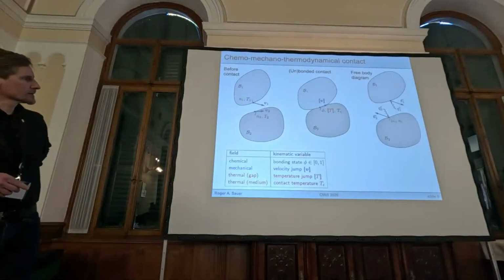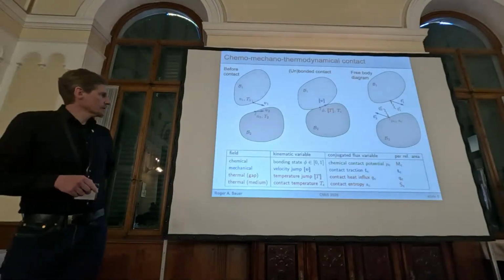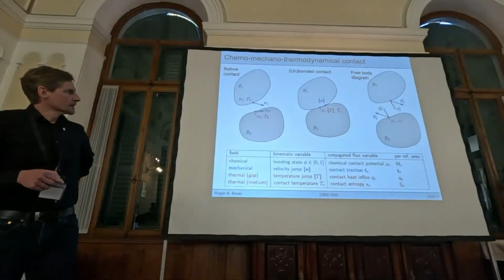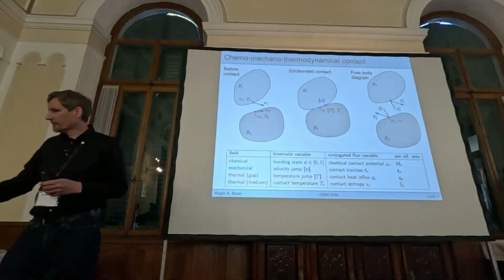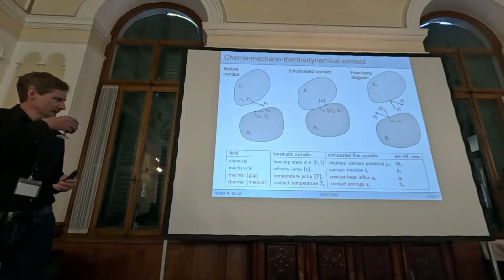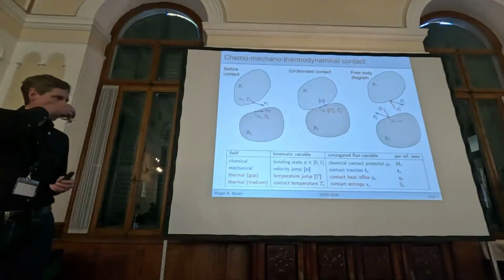And the corresponding flux variables would be the chemical potential, contact potential, the contact traction, a heat influx into the two bodies, and a contact entropy that can be understood to belong to the medium that is in between, that could store energy and therefore also has entropy.